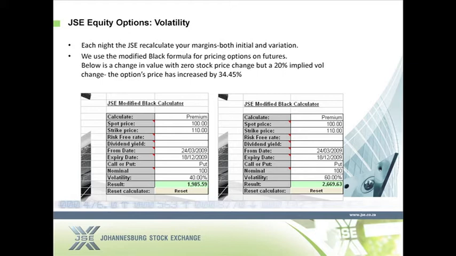So what happens there? Our price moves from 1,985 Rand at 40% volatility to 2,669 Rand at 60% volatility. So as we can see, this is an input that you actually put into your price, and it has a huge impact on what an option's price actually comes out as.